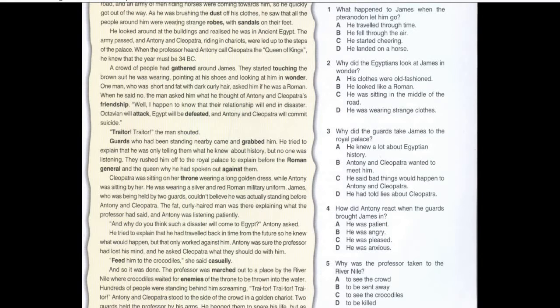And why do you think such a disaster will come to Egypt? Antony asked. He tried to explain that he had traveled back in time from the future, so he knew what would happen. But that only worked against him. Antony was sure the professor had lost his mind, and he asked Cleopatra what they should do with him. Feed him to the crocodiles, she said casually. And so it was done.